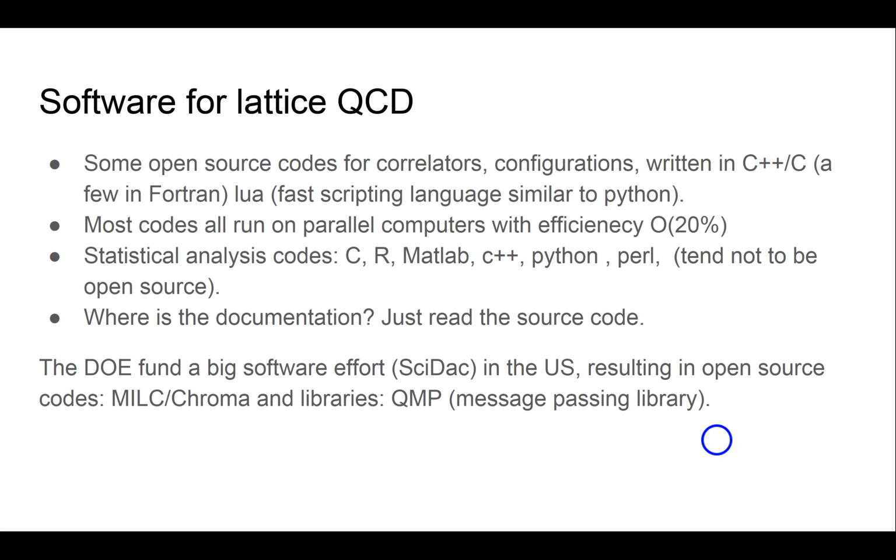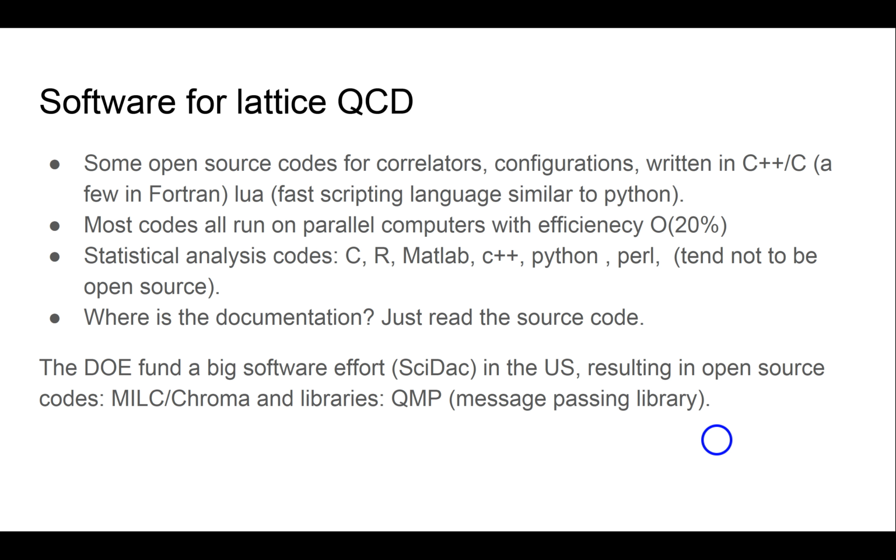Okay, so what kind of software is there? Various open source codes to generate these correlators and gauge configurations, typically written in C++ or C, a few still written in Fortran, and in a couple of places in the US I see people now using Lua, which is a fast scripting language similar to Python, but with much better performance. All the codes run on big parallel machines. A good lattice QCD code should have an efficiency of around 20%. There are various people who spend all their time tuning these codes to get good efficiency.